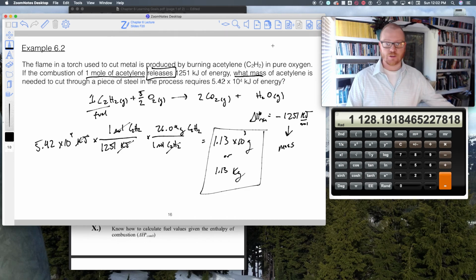So let's see here. I think that's actually a pretty good place to cut it off, and we'll get a lot more practice with these types of things in the discussion worksheet, all right?